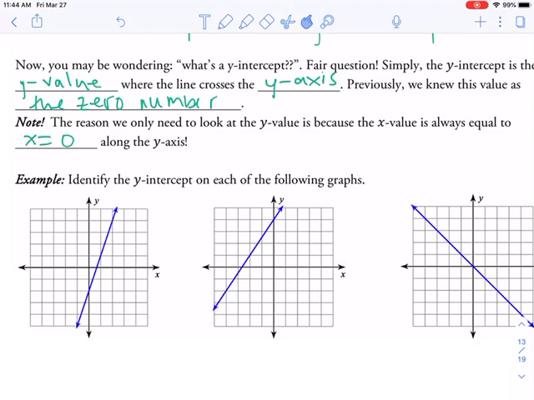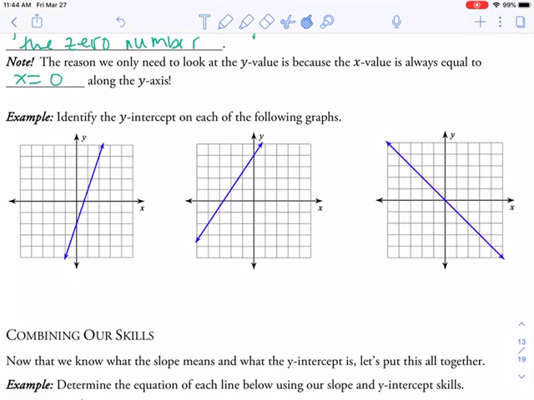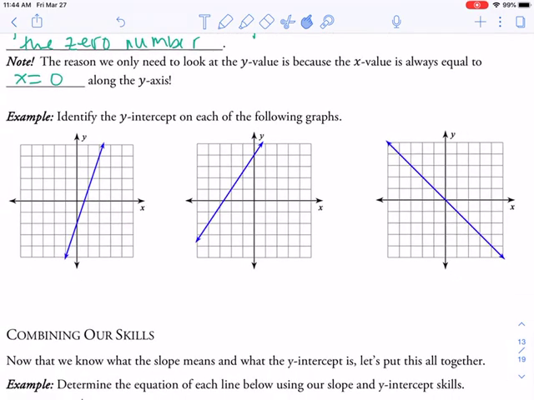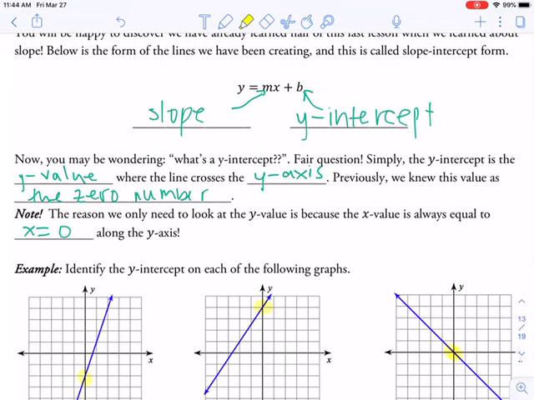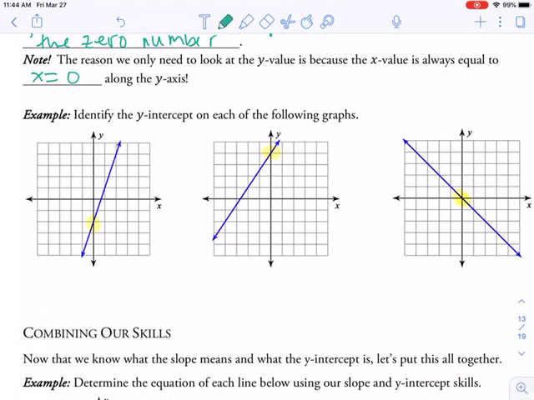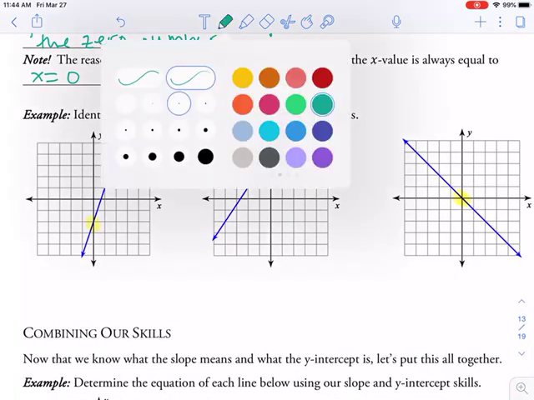Let's do these questions, which ask us to identify the y-intercept on each of the following graphs. We're going to look at that spot, and that spot. You might be wondering why specifically those spots. That is because that is where the line crosses the y-axis. We looked up here in our definition, and that is exactly what we're looking for: when the line crosses the y-axis. Let's take a look. I'm going to change colors like I always do.